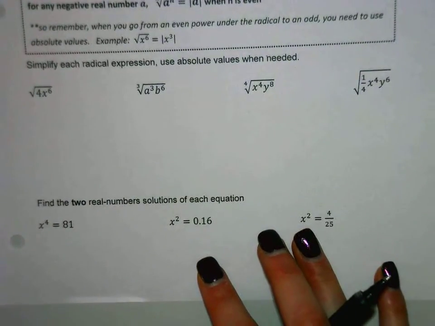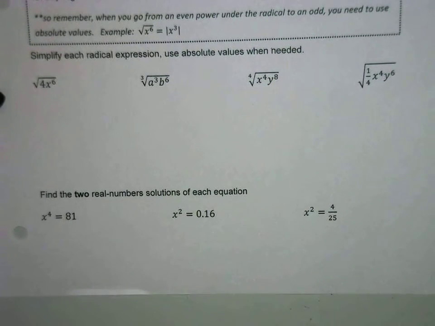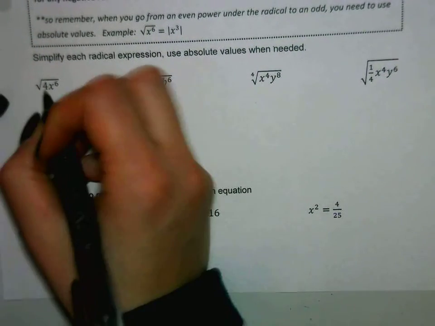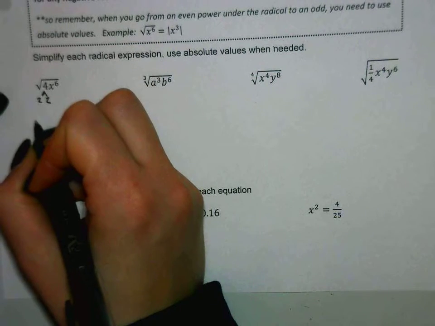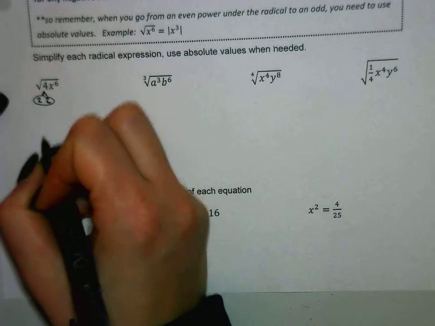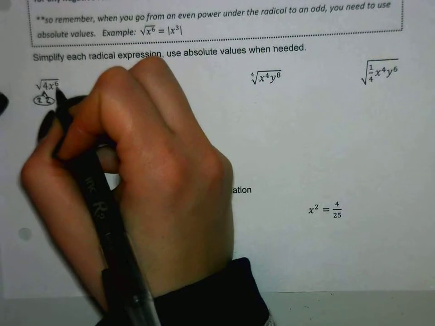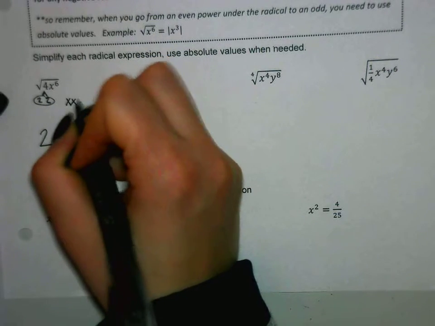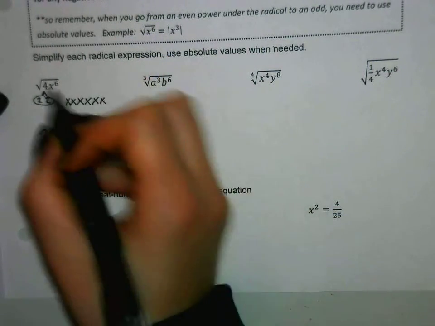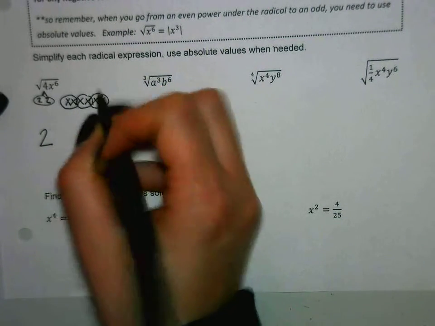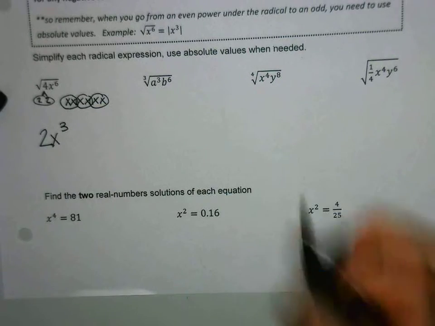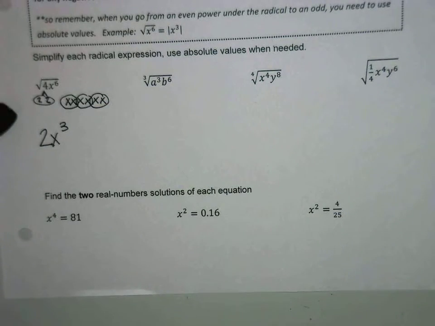So let's simplify each radical expression. Use absolute values when we need to. If I factor out my 4, it's 2 times 2. So we have one group of 2, so we can pull out a 2. Here we have 6 x's, and with the square root, we're looking for groups of 2. We have 3, so we can take out 3 x's.